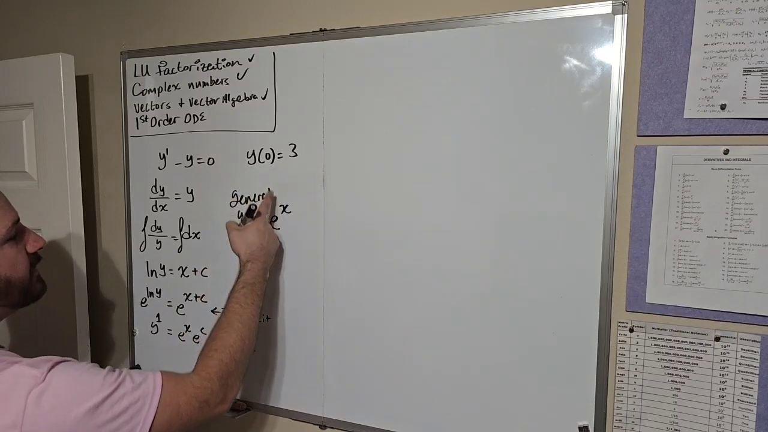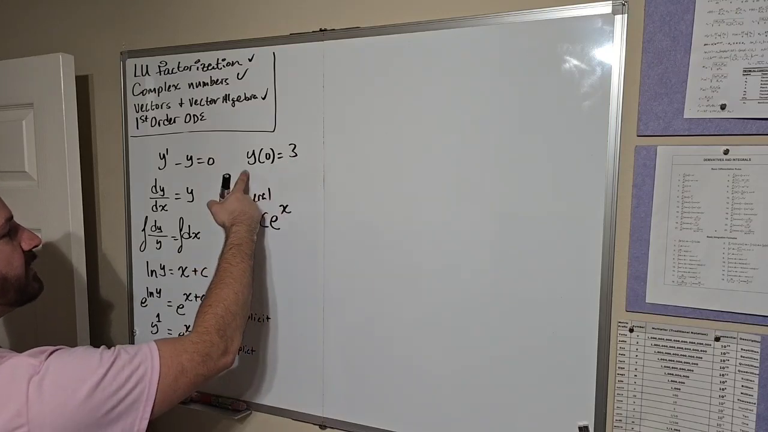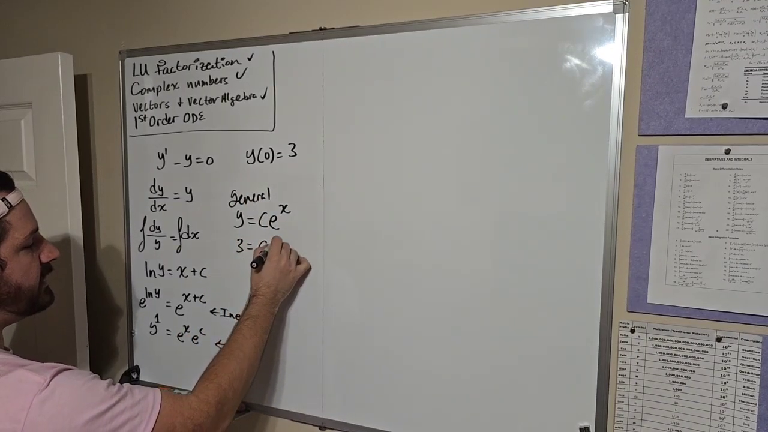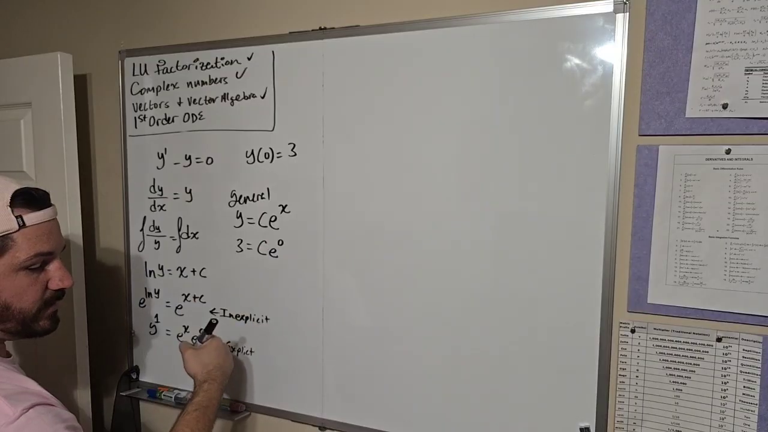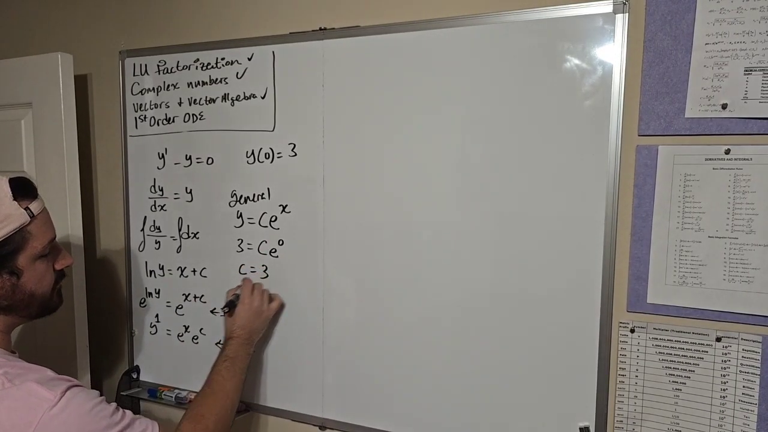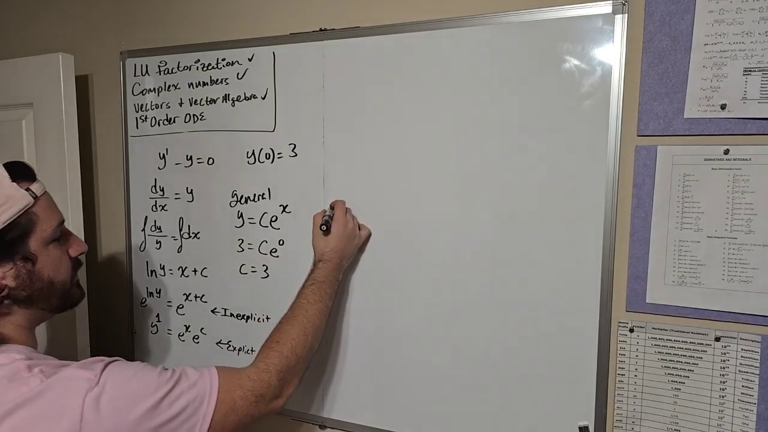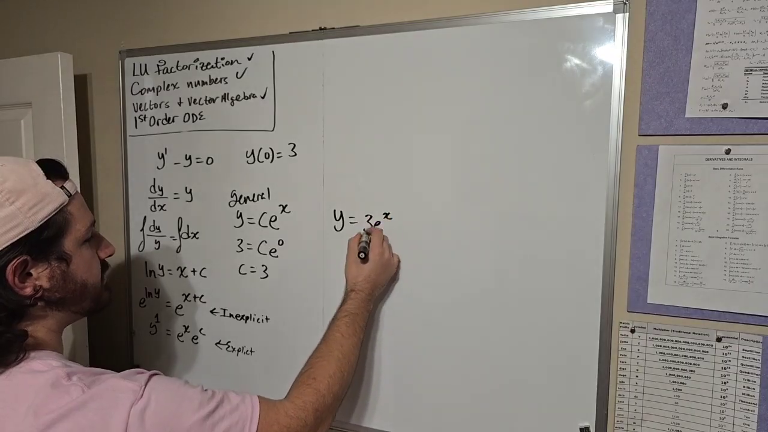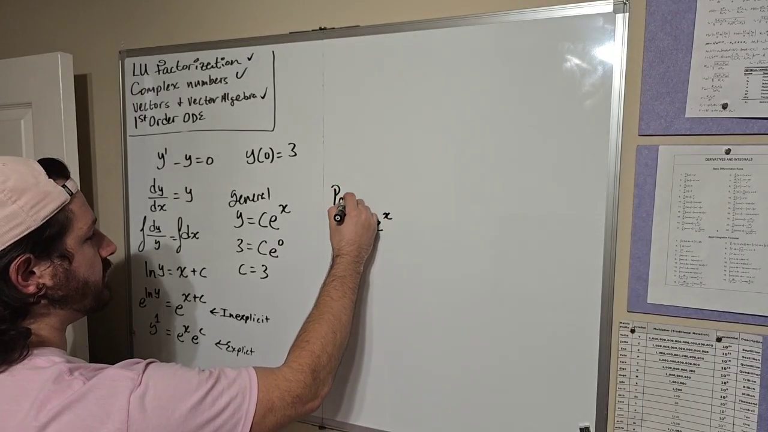And now our particular solution is going to be where we plug in our initial condition. So we're going to plug in a 0 everywhere there's an x, and then we're going to plug in 3 for our value that we're solving for. So we have 3 equals c e to the 0. Now e to the 0 we know is just going to be 1. So we're just going to get c is equal to 3. So now we can go back and plug that into our original equation. So we get y is equal to 3e to the x. And that is our particular solution.